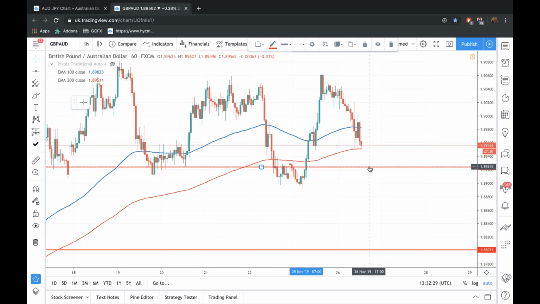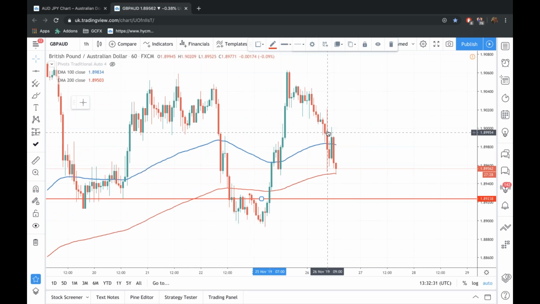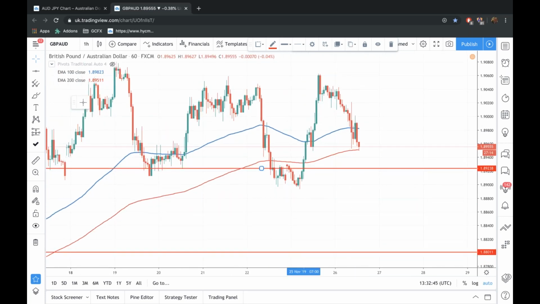So 1.8924. I'm in from just below 1.9, so I'm around 40-odd points up, and I'm looking to take profit at 1.8924. That's the trade I'm in, and that's where I'll be taking my profit if it gets there. Obviously, if price moves a little further down, I'll be bringing my stop down above these highs as well.